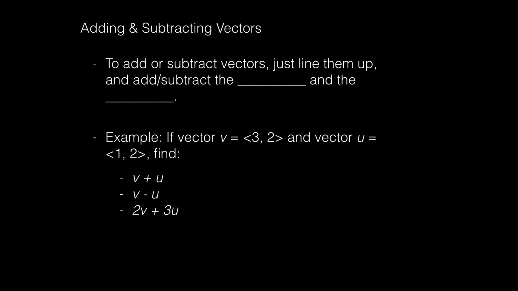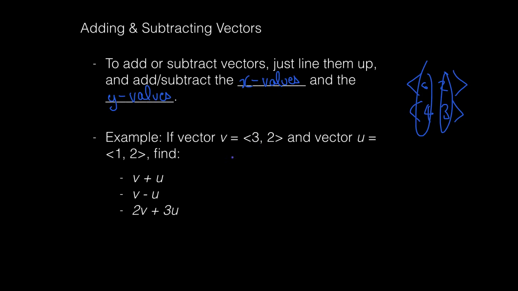So adding or subtracting vectors is, again, no big deal. It's really simple, actually. To add and subtract vectors, you just need to line up the vectors and then add or subtract the x values and the y values. So basically you would just line up the vectors, like say [6, 2] and [4, 3]. Then you'd add the x's and you'd add the y's. That's it. Okay, so let's just do a couple of examples here.